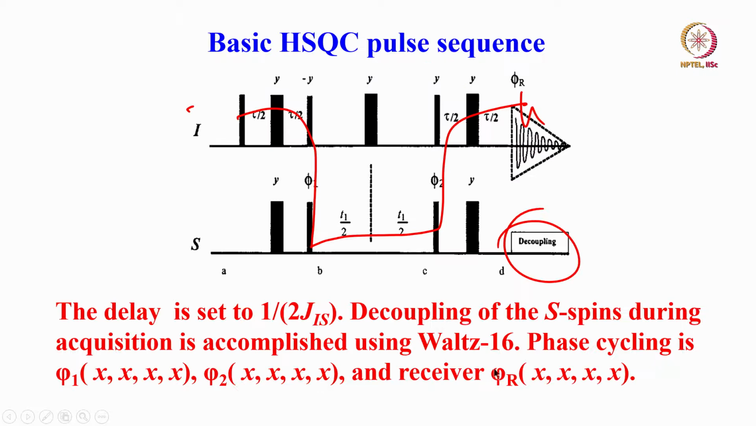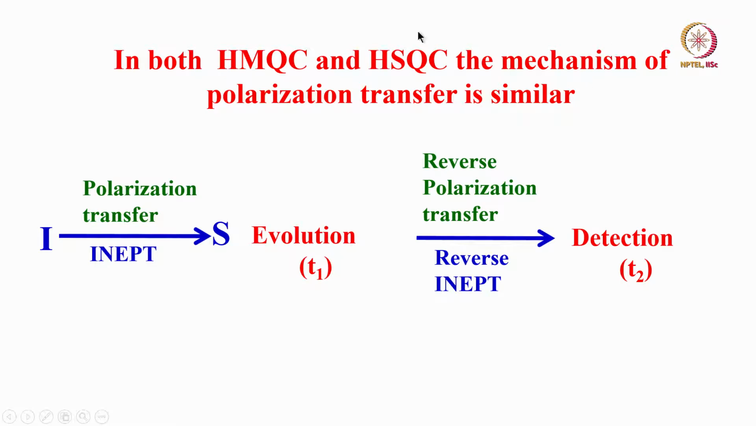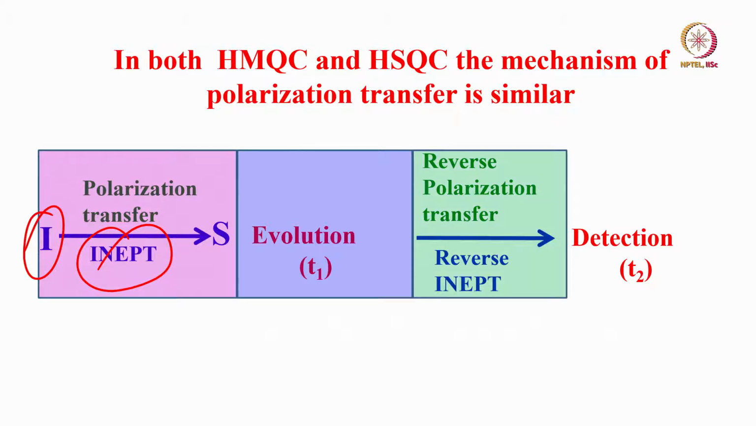The rest of the things are subtle details for experimentalists, you do not worry. In both HSQC and HMQC, the polarization transfer mechanism is identical. What we do is take the I spin, do the polarization transfer using INEPT to the S spin, allow it to evolve during time t1, then do the reverse polarization using reverse INEPT, giving the magnetization from carbon back to proton, and start detecting proton during the detection period. This basic pathway is adopted in HSQC and HMQC experiments.